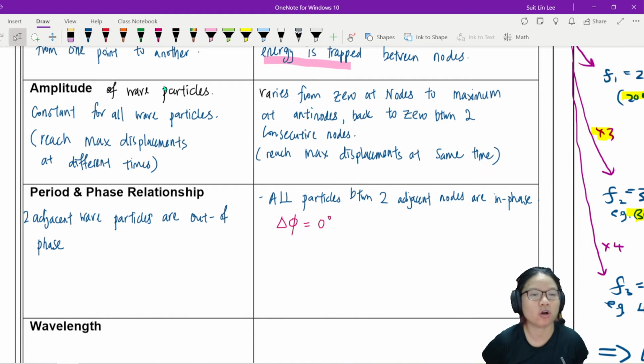Okay, so all particles, not just two, any particles between two adjacent nodes are in phase. So that's why it's important for us to know where the nodes are.